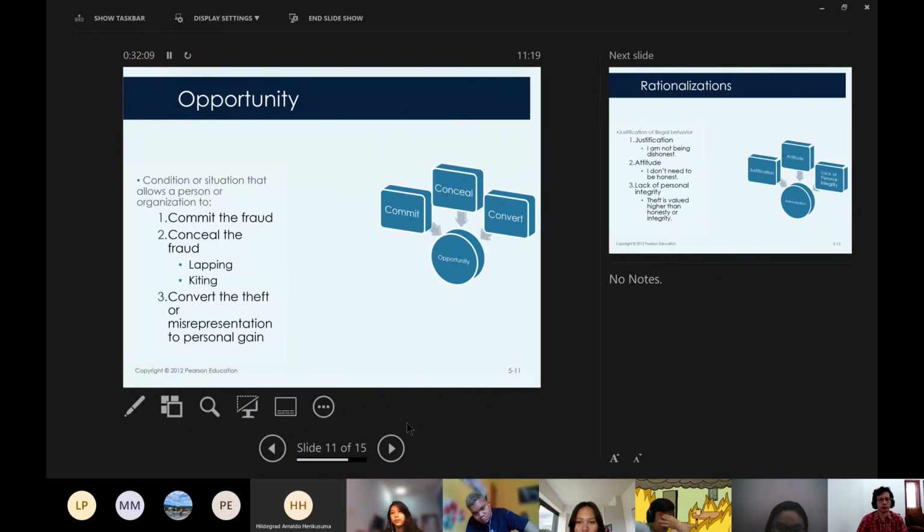Opportunity. This is a condition or situation that allows a person or organization to commit fraud, to conceal the fraud, and convert the fraud into something for personal gain. For example, I can take the computers in our faculty on my own. I don't have to report to somebody else and nobody pays attention to what I did. I can steal the computers.